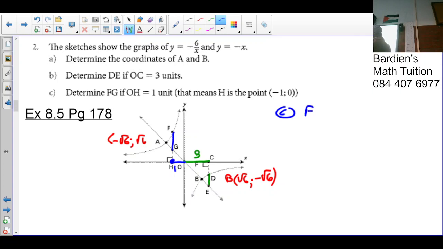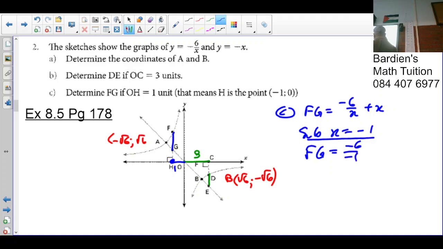So FG, again, is going to be the hyperbola minus the straight line, which is negative 6 over x plus x. We're just down to that now. So we'll substitute x is equal to negative 1. So FG is equal to negative 6 over negative 1 plus negative 1, which is 6 minus 1, which is 5 units. Okay.